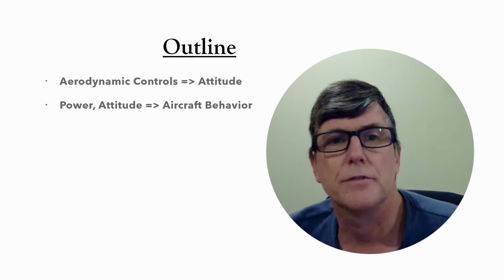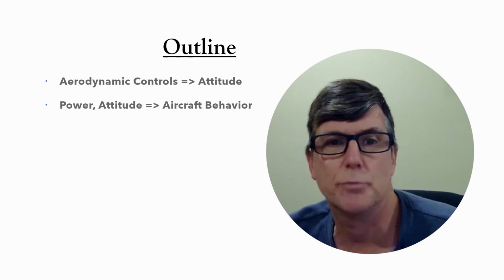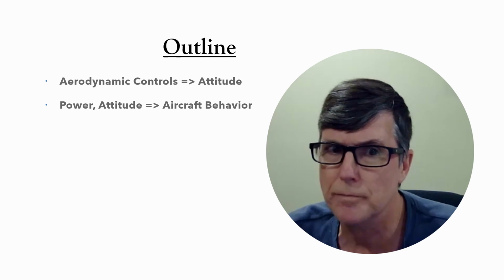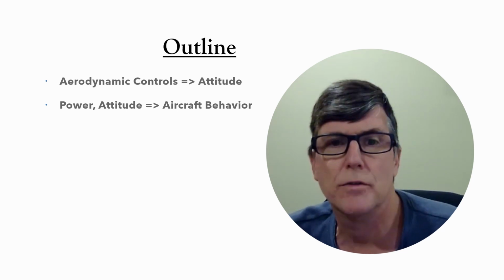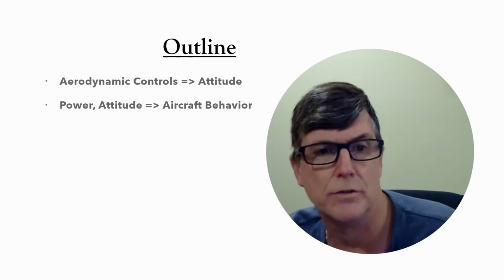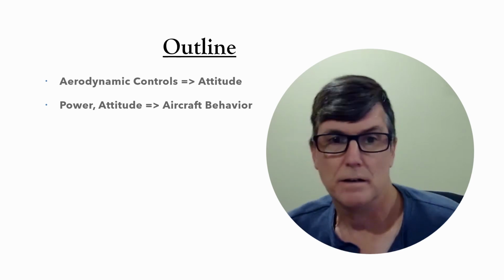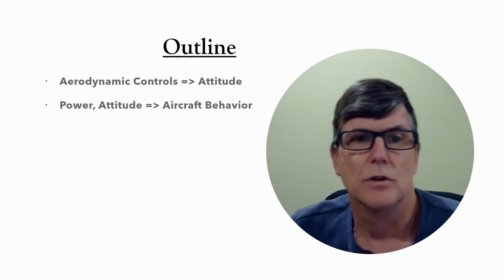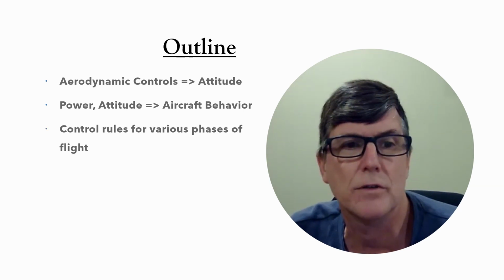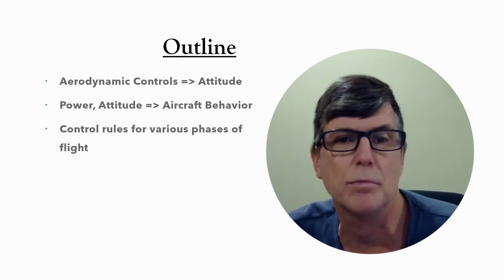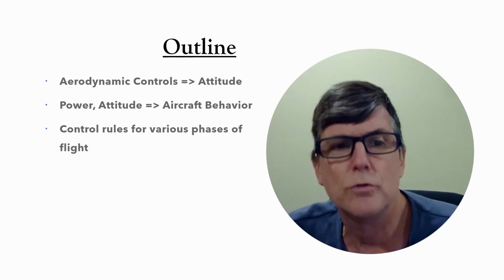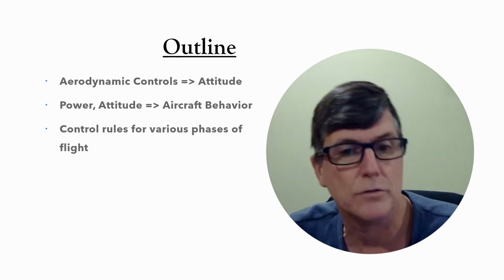I'll start by discussing the effect of each of the airplane's primary aerodynamic controls on the aircraft attitude. Then I'll describe how the attitude and power impact aircraft behavior. Of course, our goal is to work in the other direction. We start with an idea of what we want the airplane to do, and then we need to figure out what control inputs will accomplish that. In each phase of flight, there are control rules for using the primary flight controls.